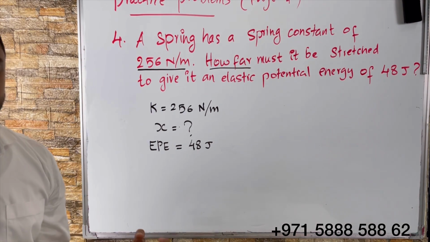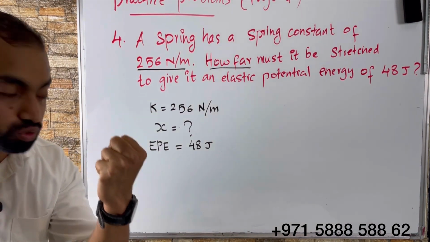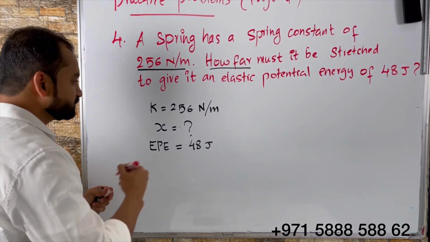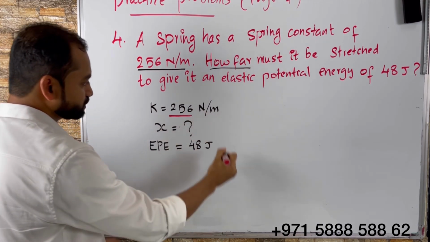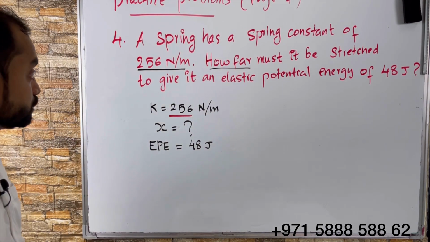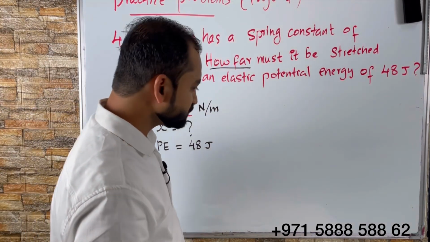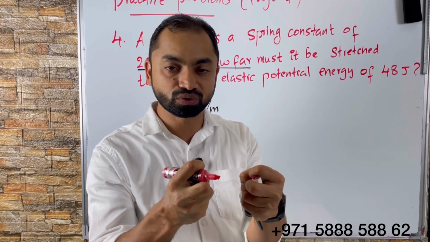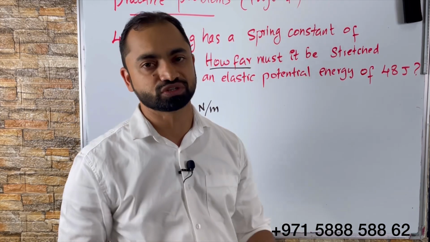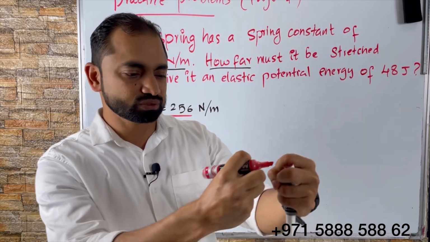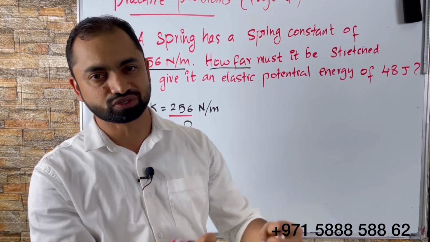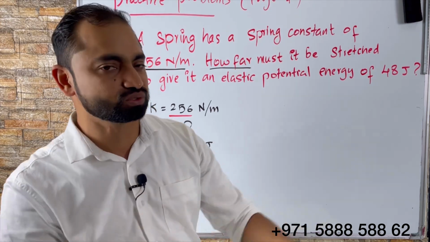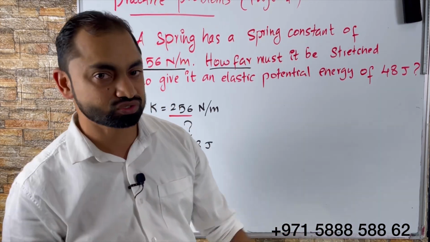How much does the length of the spring have to be increased, and the spring constant of the spring is 256 Newton per meter. Here in this question the spring has a larger spring constant compared to the previous question. So a larger spring constant means the spring is strong, or we can say rigid or hard. It is difficult to stretch. If the spring constant is greater, we need to apply more force to stretch it. The spring is hard, so we have to apply a larger force to stretch it.